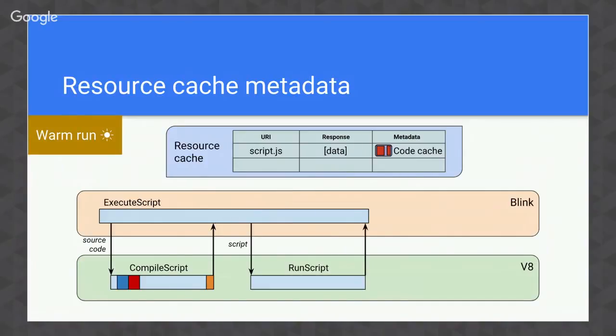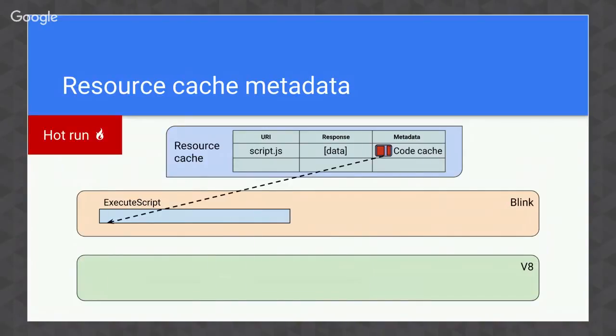And then we proceed as normal. On a hot run, the third time we see this script, we load the code cache from the metadata. We see that it's valid and pass a couple of these checks. And then we send that cache code along with the source code to V8. Then V8 can deserialize it onto its heap and execute it as normal.